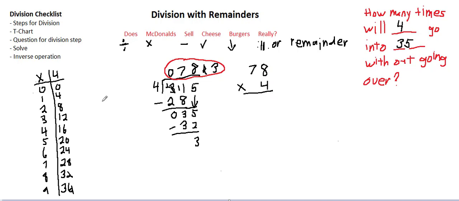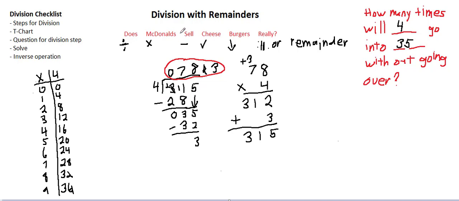4 times 8, 32. So I write my 2 and I carry my 3. 4 times 7, 28, 29, 30, 31. Okay, but now we can't forget about our remainder when we do inverse operation. So now I need to add on whatever my remainder was, and that would be 3. 2, 3, 4, 5, 1, and 3. So because my answer to inverse operation matches my dividend, that means that my answer checked out.